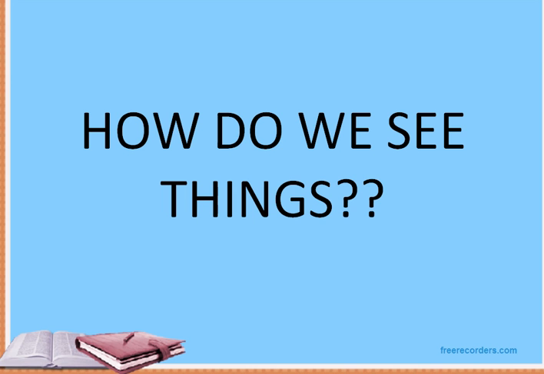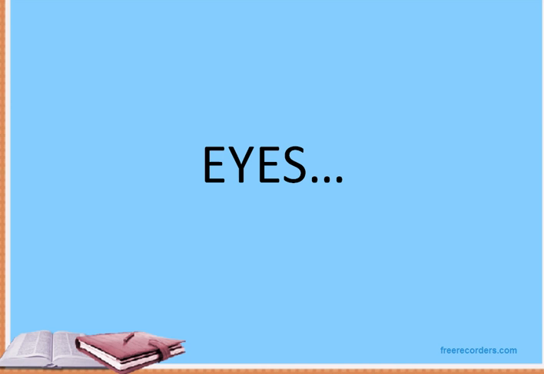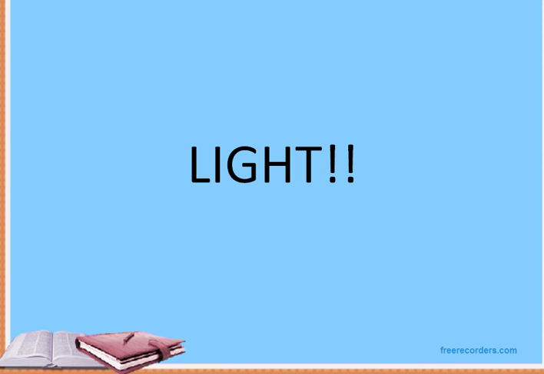First of all, I have a question. How do we see things? So probably you might have the answer: eyes. But what if I switch off the bulb with which you are able to see the objects in your room? You'll not be able to see anything, just dark. So now we understand that light enables us to see the objects around us.